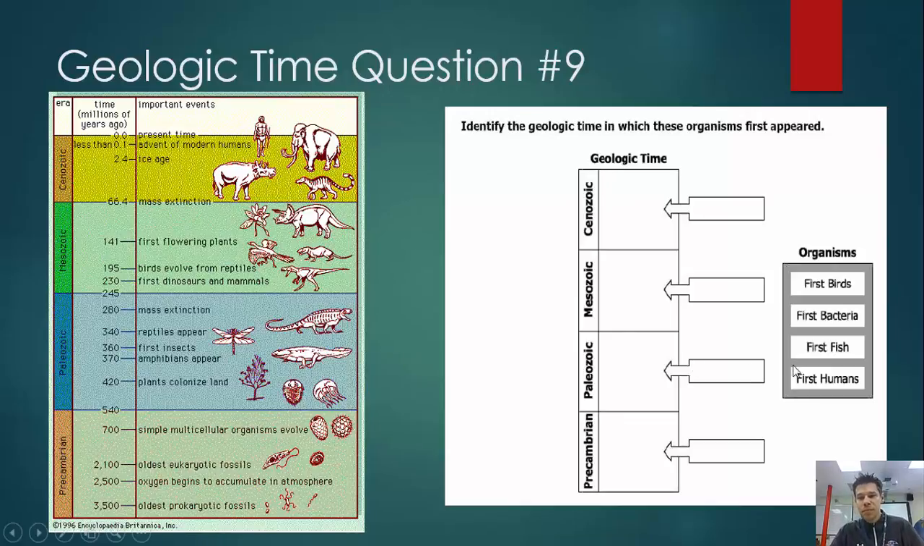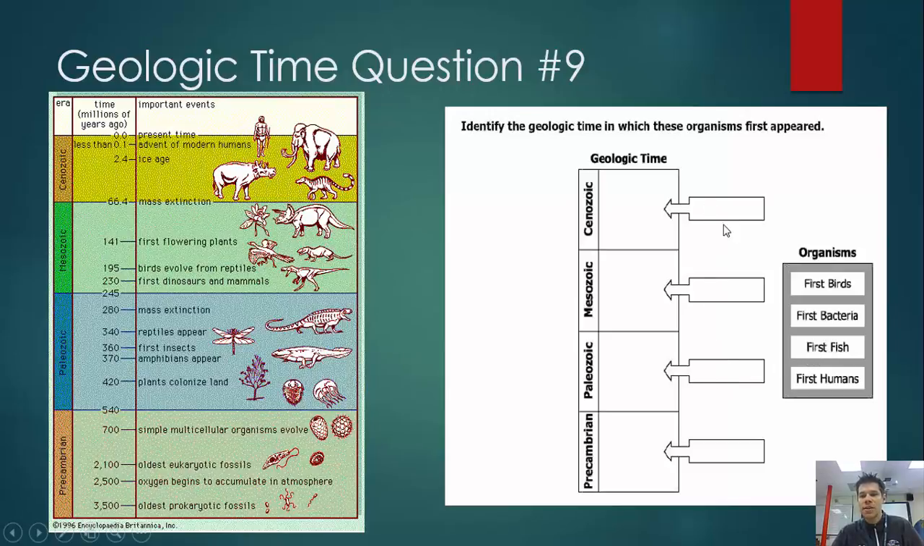So if we look at these, which one comes first? Birds, bacteria, fish, or humans? The most simplistic beginning organisms of life would be the first bacteria. So you would want to draw a line or drag, if you're on a computer test, first bacteria to the Precambrian time right here. Prokaryotic fossils are found in the Precambrian. Next, what comes next? Fish do. Life in the ocean really evolved rapidly during the Paleozoic period. So you would drag the first fish right here.